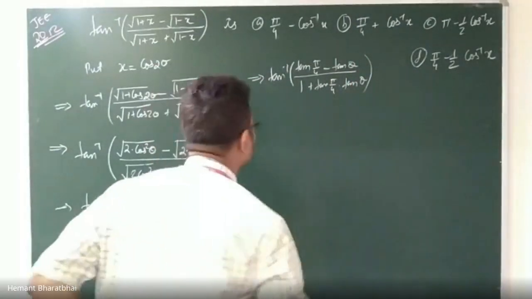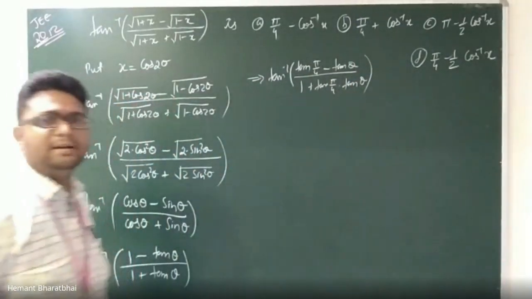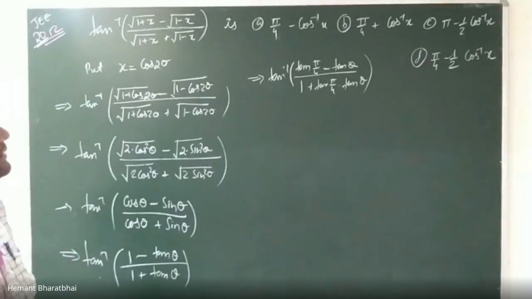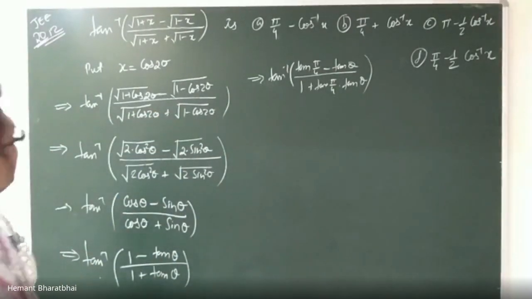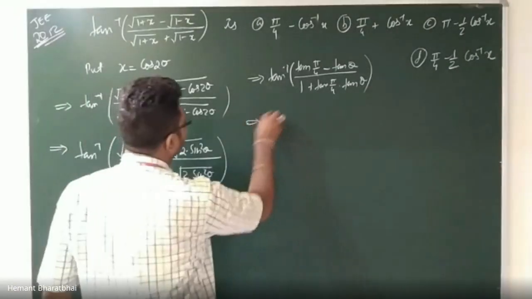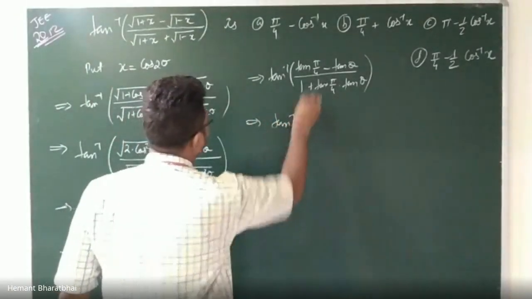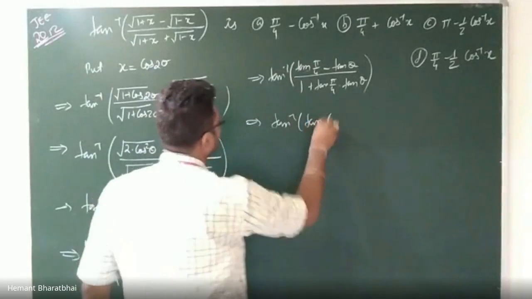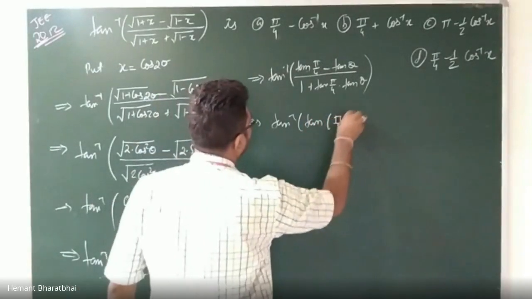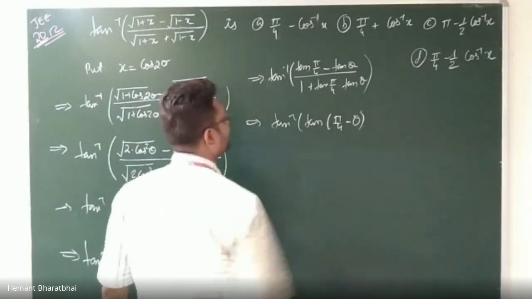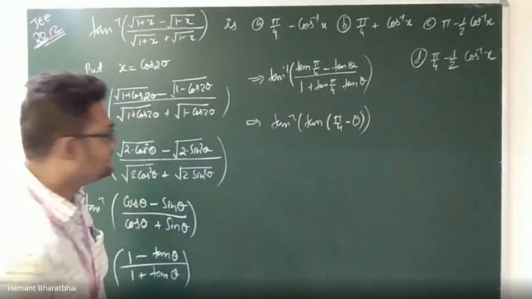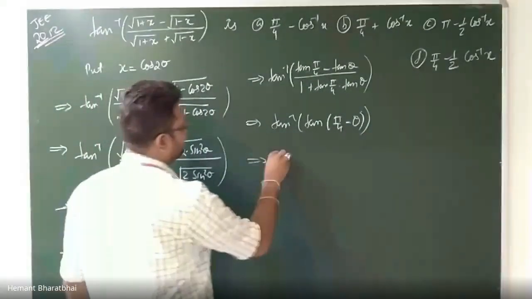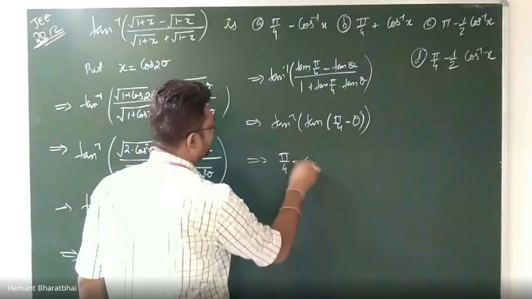into tan of theta. So tan A minus tan B upon 1 plus tan A into tan B becomes the formula for tan of A minus B. So now tan and tan inverse get cancelled. So I will get pi by 4 minus theta.